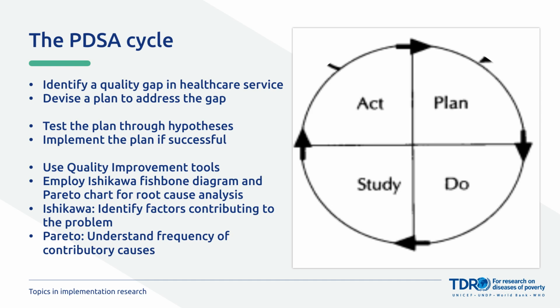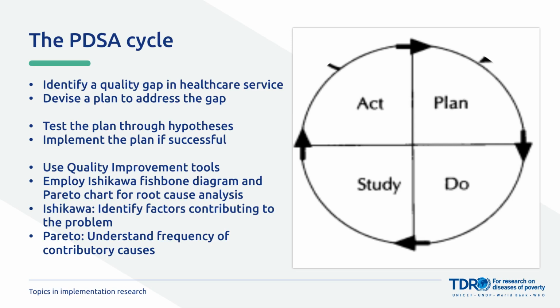Additionally, supplementary tools such as the Ishikawa fishbone diagram and the Pareto chart are employed for analyzing the root causes underlying the quality gap. The Ishikawa diagram aids in identifying the various factors contributing to the problem, while the Pareto chart helps in understanding the frequency of these contributory causes.